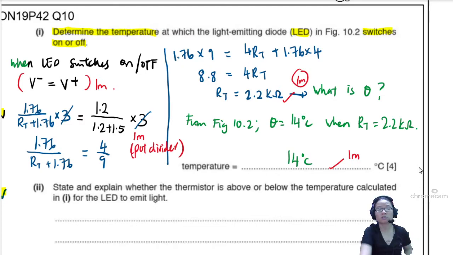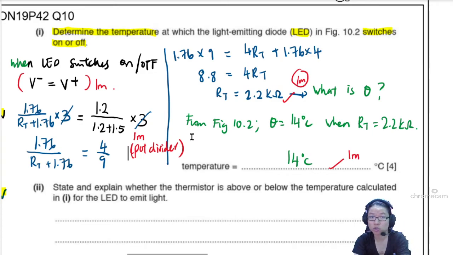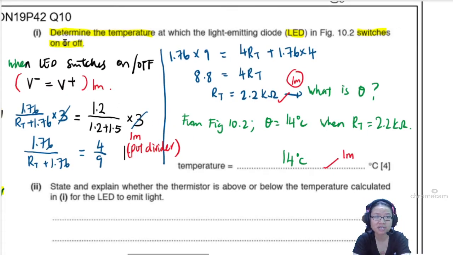So that's why this is 4 marks, because you are in A2 now and there are so many more steps in life, isn't it? Once again, don't panic when you see this kind of question. Whenever they say switch on or off, this is when the flipping happens. This is a comparator circuit, so the flipping will happen when there's nothing to compare: V minus is equal to V plus.